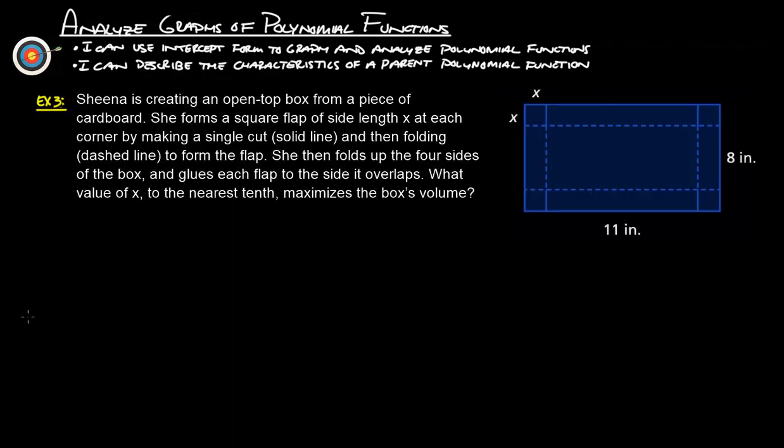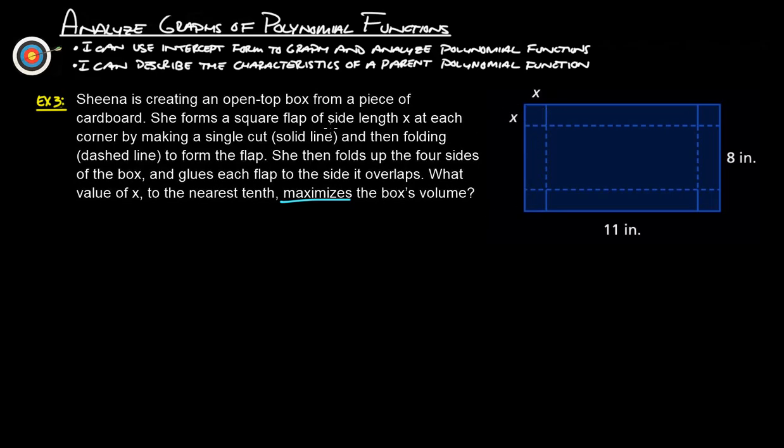Last example here. Sheena is creating an open top box from a piece of cardboard. She forms a square flap on the side, length x at each corner by making a single cut solid line and then folding the dashed line to form the flap. She then folds up the 4 sides of the box, glues the flap to the side it overlaps. What value of x to the nearest tenth maximizes the box's volume?